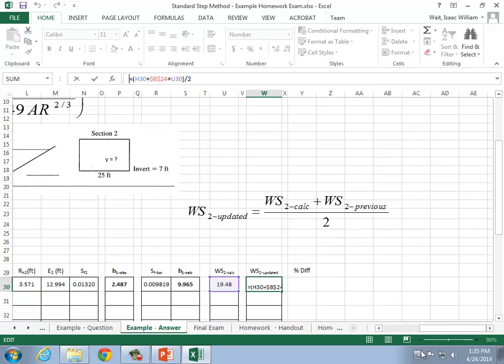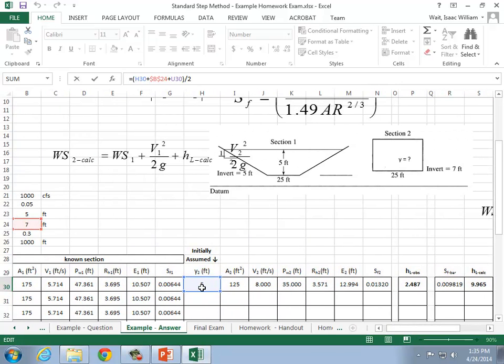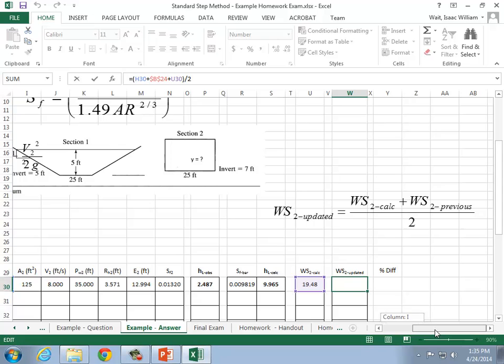So water surface previous was just based on this initial information of my assumption that it's 5 feet deep and that the channel bottom is 7 feet above the datum. And then water surface calculated, the second component of the average, is what I had just calculated here. And then percent difference is assuming that this updated value is correct. We want to find the difference between the two. So updated minus calculated divided by updated times 100.